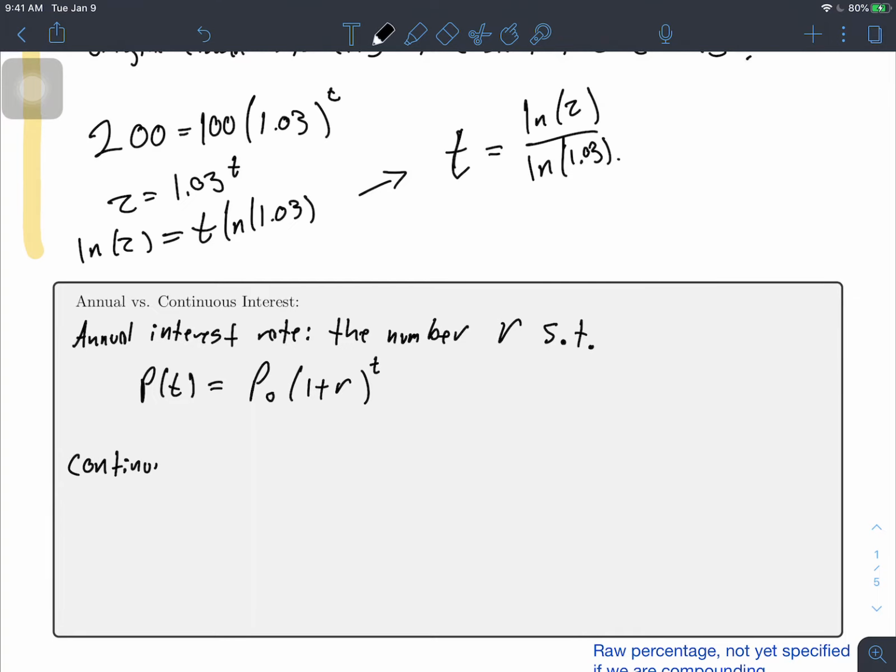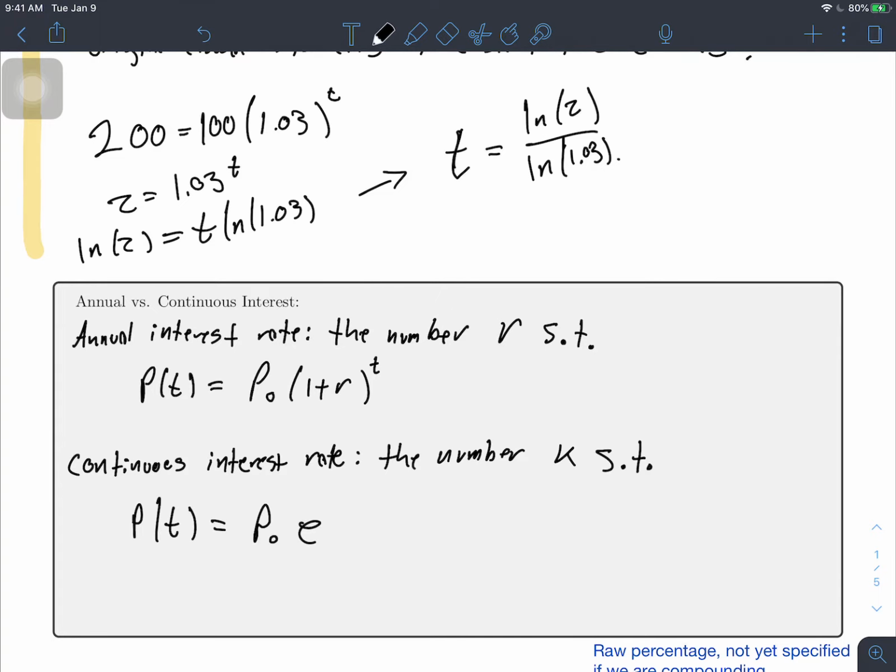Continuous interest rate, on the other hand, is the number K such that P of T equals P naught e to the KT.